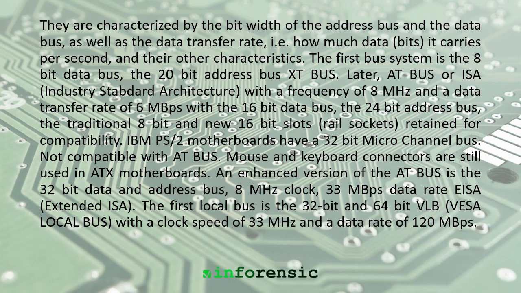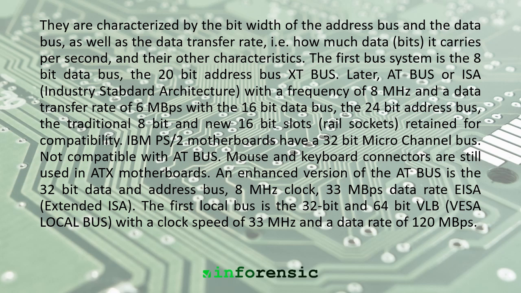Later, the AT bus or ISA, industry standard architecture, with a frequency of 8 MHz and a data transfer rate of 6 Mbps, with the 16-bit data bus and the 24-bit address bus. The traditional 8-bit and new 16-bit slots, rail sockets, were retained for compatibility. IBM PS2 motherboards have a 32-bit micro-channel bus, not compatible with that bus. Mouse and keyboard connectors are still used in ATX motherboards.